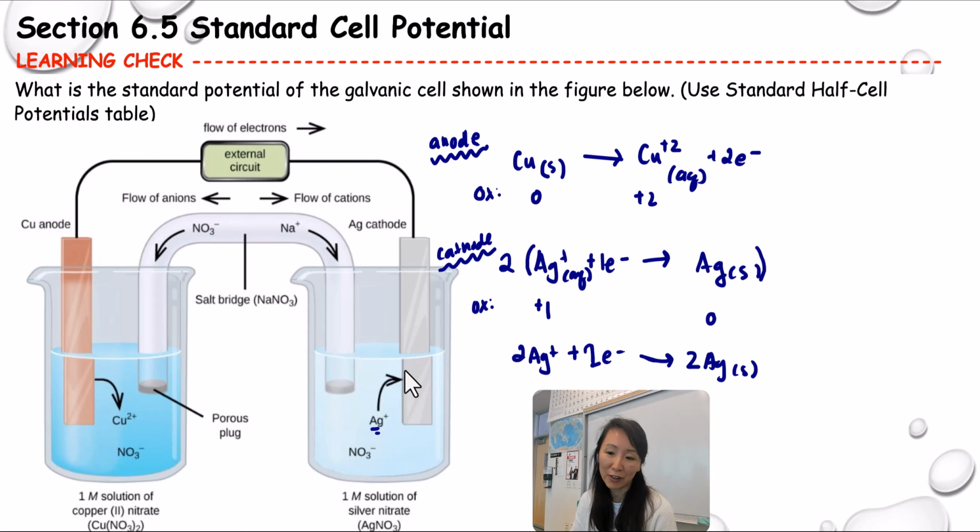Now we still haven't calculated the standard potential yet. We haven't even looked at it. So let's go ahead and look at that. We're going to look at the standard cell potential for each of these half reactions. So we're going to look for copper forming into copper 2 plus, and silver plus forming into silver. Take out your reference sheet. This will be handy.